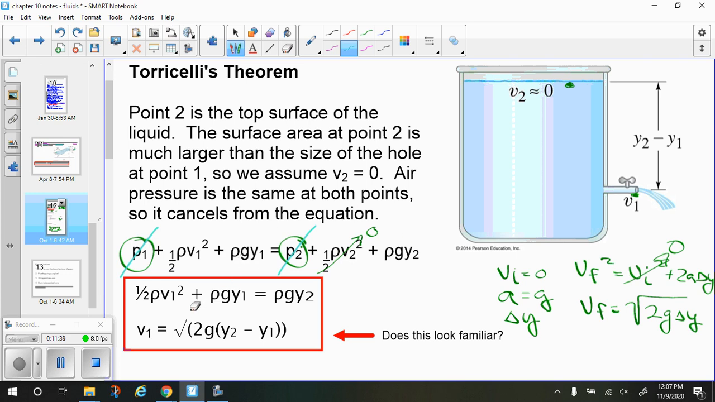So when we put this all together and then solve for velocity at point one, we get the square root of 2g times the change in y. Does this look familiar? It should, because if I apply kinematics, I have initial velocity is zero, so that goes away. I use this equation and solve for final velocity, I get the square root of 2g delta y. So that's really cool that Bernoulli's equation gives us the same thing. This water is moving sideways at the same speed that it would be if it was just dropped vertically, which I think is really neat.